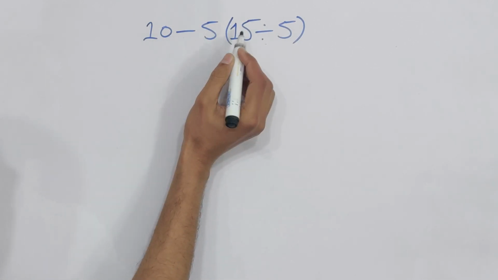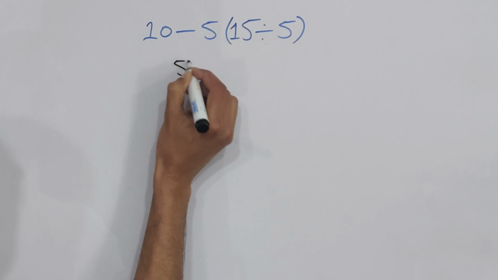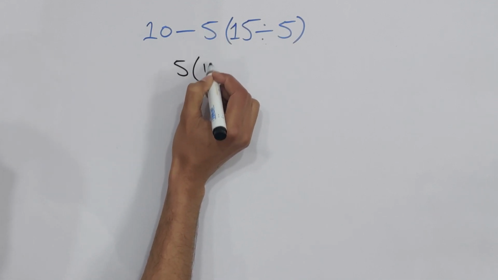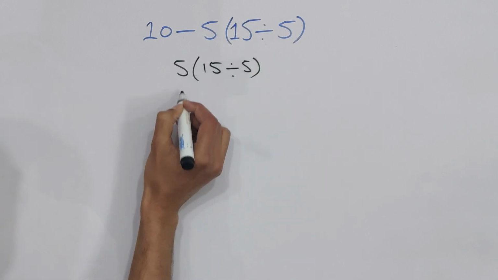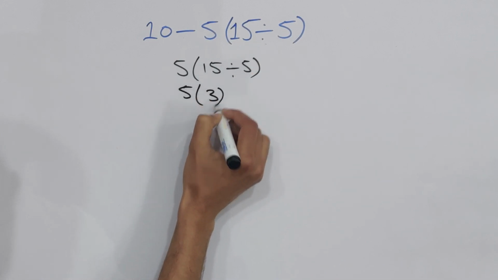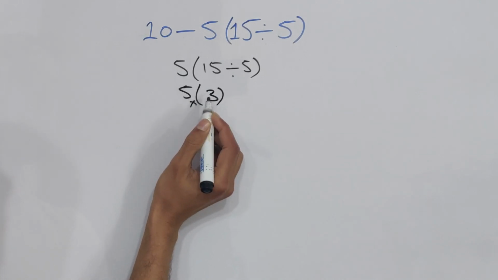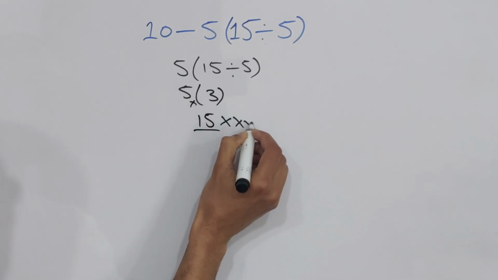We have 10 minus 5, 15 divided by 5. So 10 minus 5 is equal to 5 and 15 divided by 5, right? Now 5 and 15 divided by 5 is equal to 3, and here is multiply. 5 times 3 is equal to 15. This is the incorrect answer.